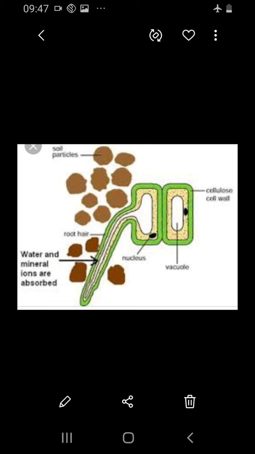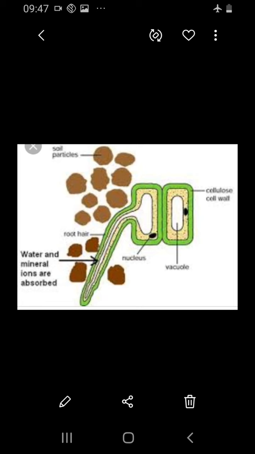Phloem transport. Phloem transports food from source to sink. The source is the part of the plant that synthesizes food, that is the leaf. The sink is the part that needs to store the food. So source and sink are the two phenomena in the phloem. The synthesizing area is called the source, and the storing area is called the sink.